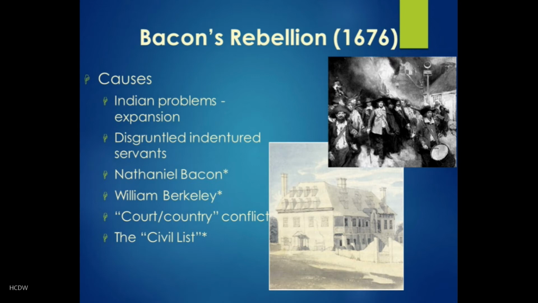Bacon appealed to the governor of Virginia at that time, whose name was William Berkeley, for a militia to assist him in these attacks on the Indians.